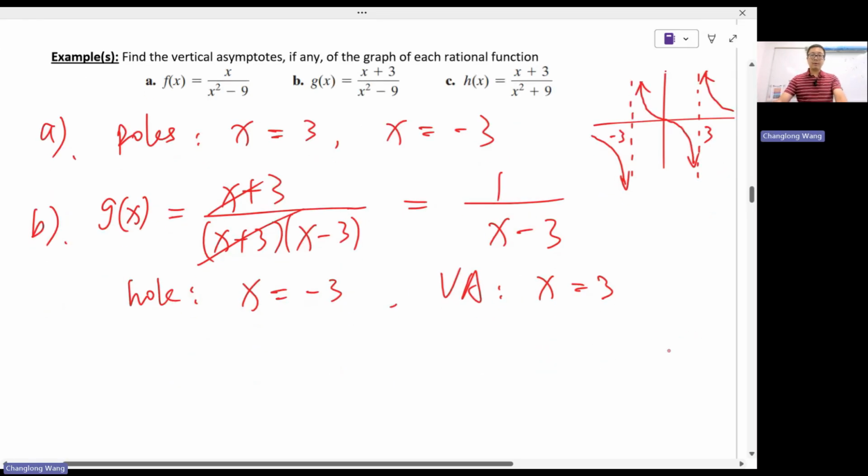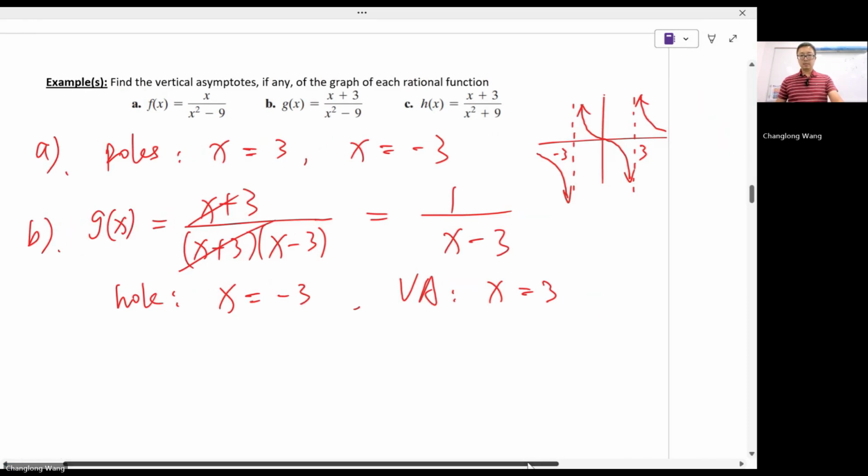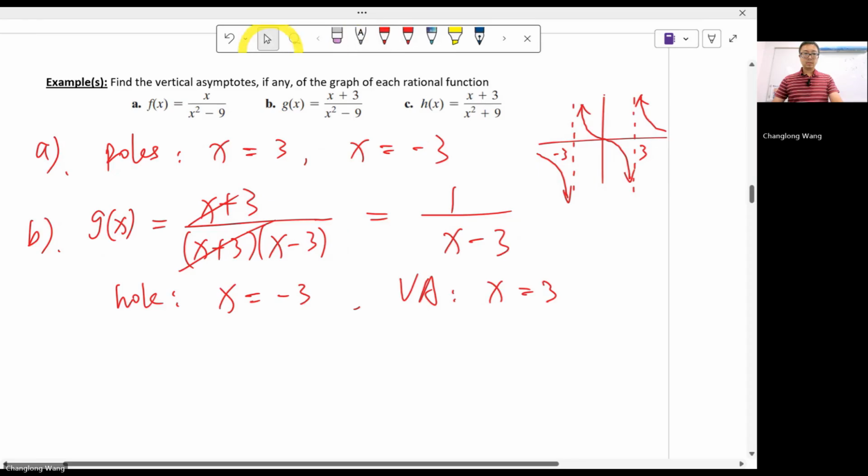Okay. Now, what does the graph look like? Oh, yes, I need to get some space here.